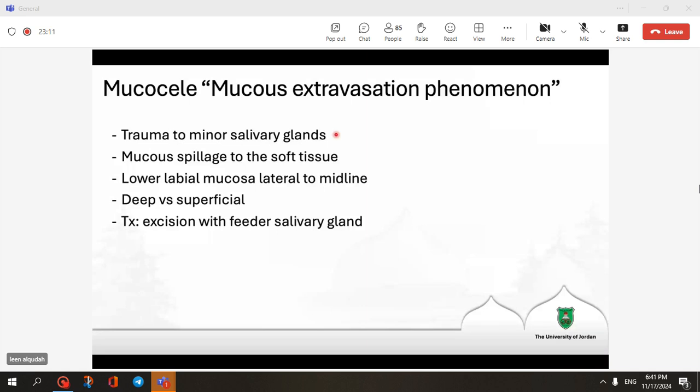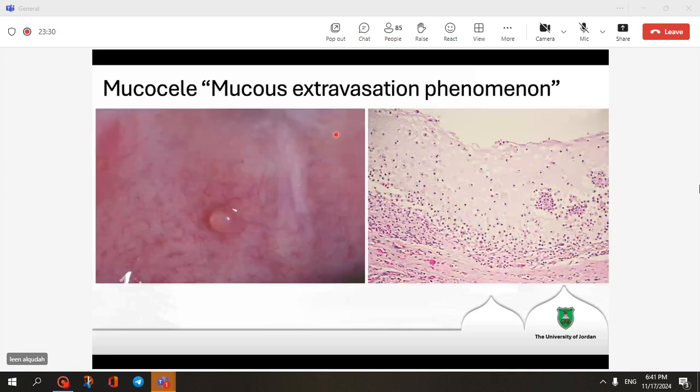Now, how would you differentiate between deep versus superficial clinically? You can't. But if it was a little bit with a bluish hue, it's more likely to be superficial. If it's deep, it usually looks like the surrounding normal mucosal color. As you can see here, this is a superficial mucocele. It's not blue, but you can see it looks like a vesicle. If it looks like a vesicle, it's an indication that it's superficial.